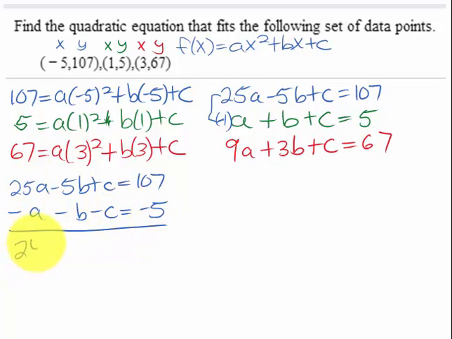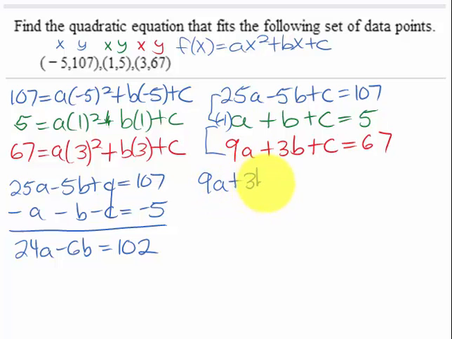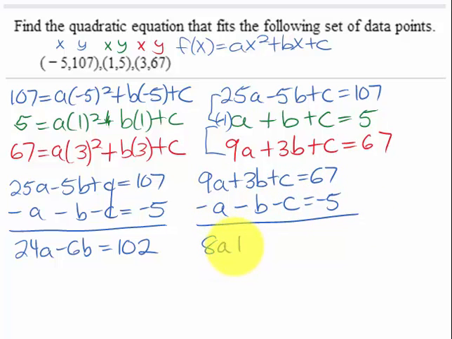When I add these together, I get 24a minus 6b. The c's are eliminated, that's what I was trying to do, equals 102. So I have an equation with just two variables. Now I'm going to do that again, but this time I'm going to use the middle one with the bottom one. I'm going to list the bottom one first. 9a plus 3b plus c equals 67, and go through the middle one with the negative: negative a minus b minus c equals negative 5. Adding those up, I get 8a plus 2b, the c's are eliminated, equals 62.